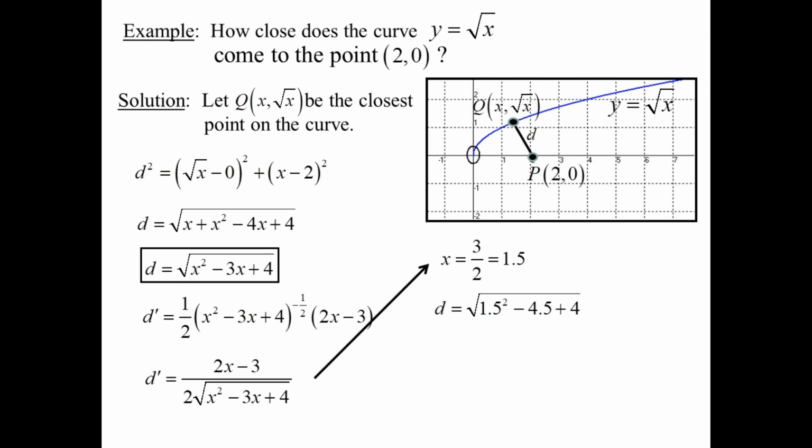Plugging this back into our expression for distance, we know that the minimum occurs when x equals 1.5. Just plug it in, evaluate it, and we have the shortest possible distance, 1.32 units.